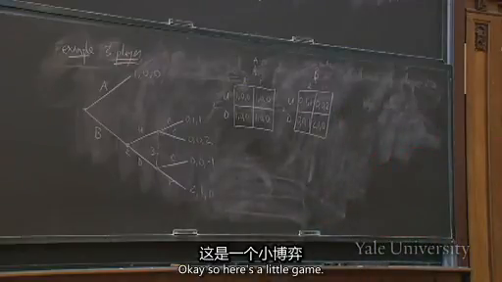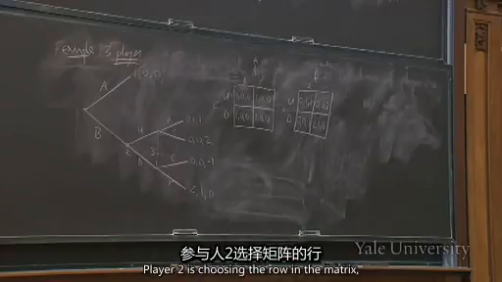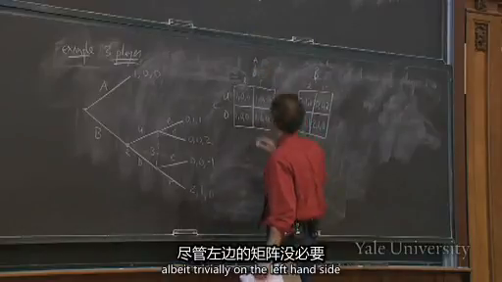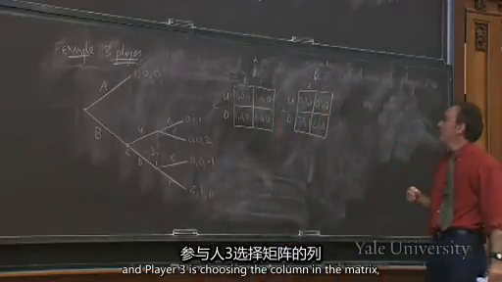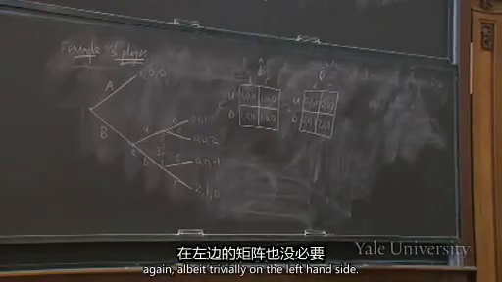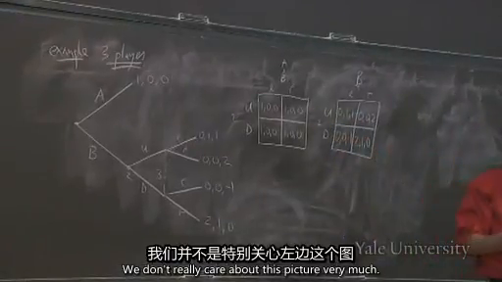Okay, so here's a little game. Player 1 is choosing the matrix. Player 2 is choosing the row in the matrix, albeit trivially on the left-hand side. And player 3 is choosing the column in the matrix, again, albeit trivially on the left-hand side. We don't really care about this picture very much.